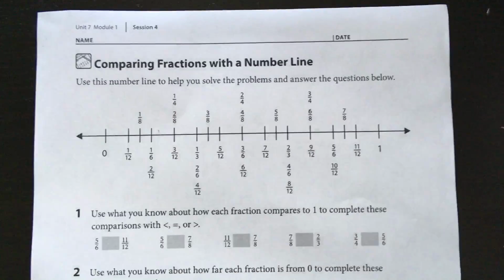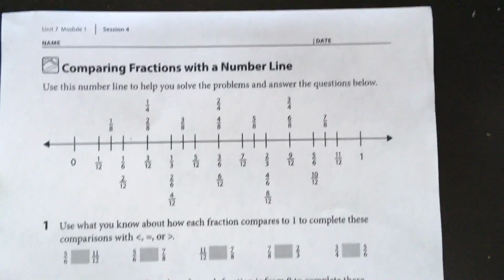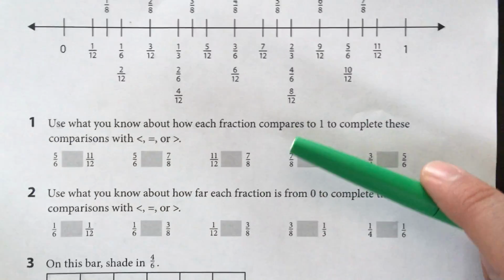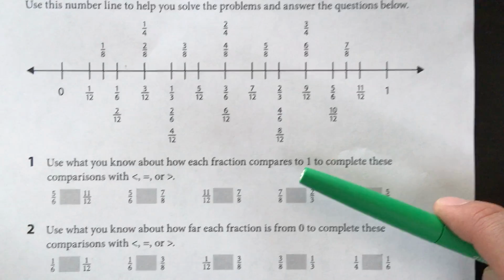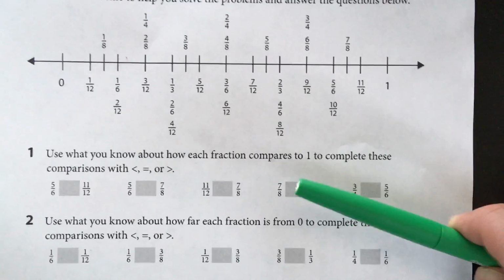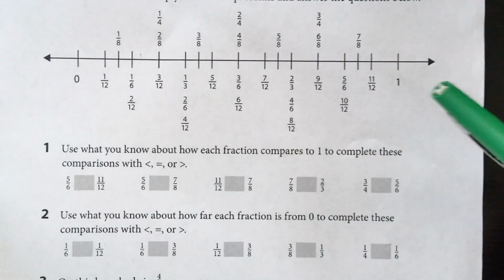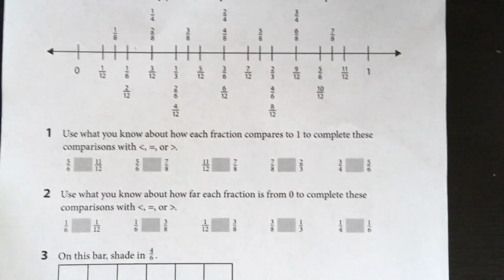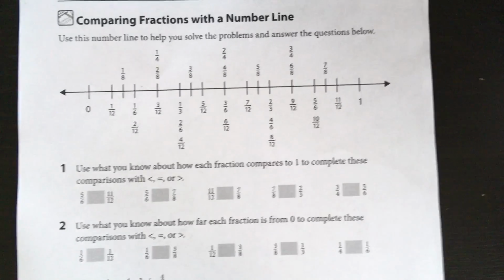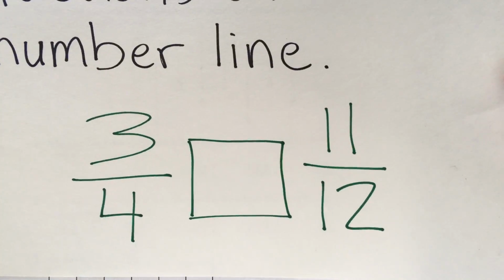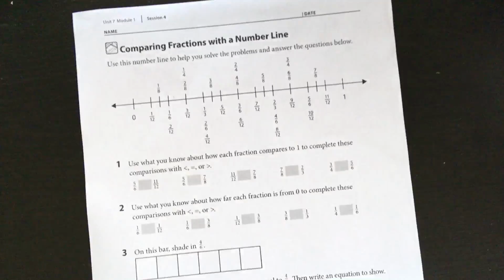We can use a number line in a couple different ways. We can compare what we know about fractions, and we can compare to 1. So we're going to compare those fractions and compare how they relate to 1 or 0. I'll show you first what I mean when we're comparing to 1. I'll remind you our example problem is 3/4 and we're comparing that to 11/12.